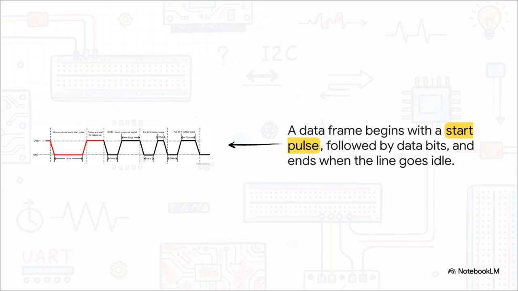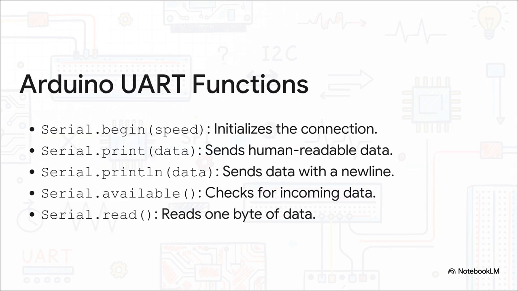Sometimes there's an extra parity bit just for a quick error check, and then finally the line goes back high for the stop bit. That tells the receiver the message is over. Every single byte gets this special treatment. And if you're using an Arduino, this is all made incredibly easy for you.